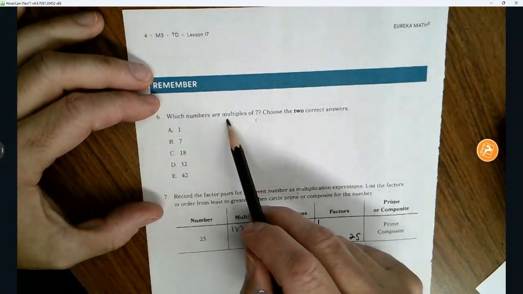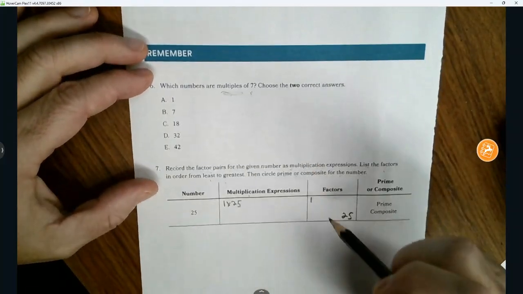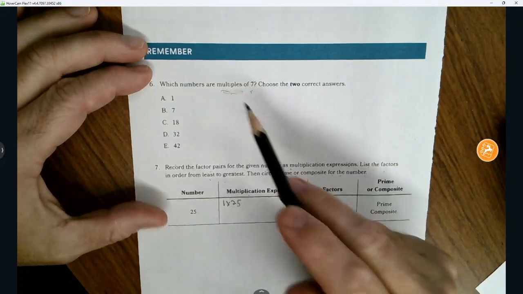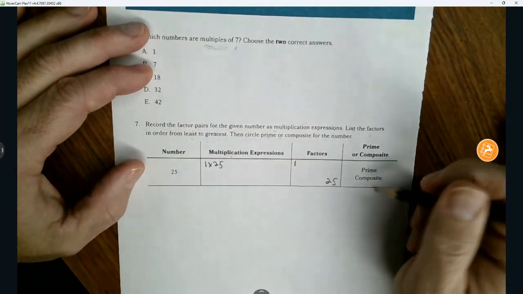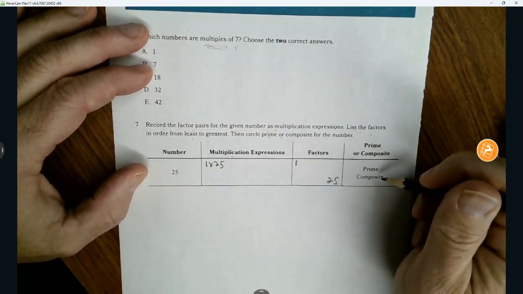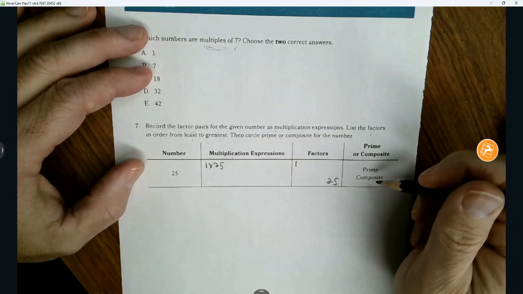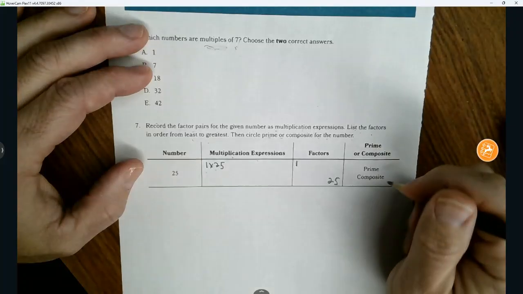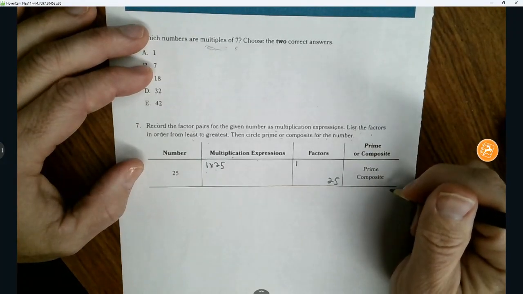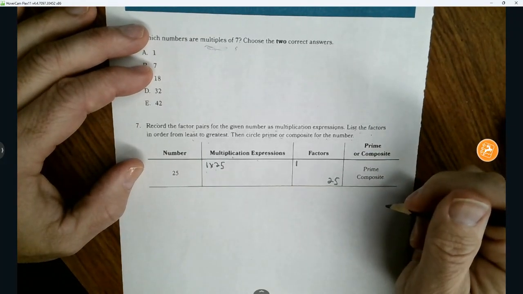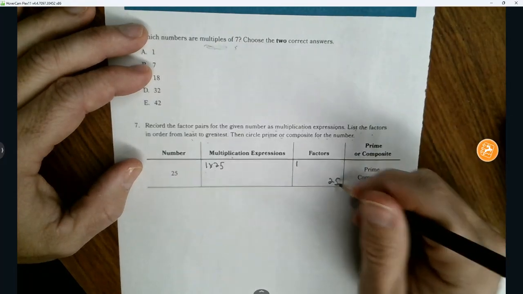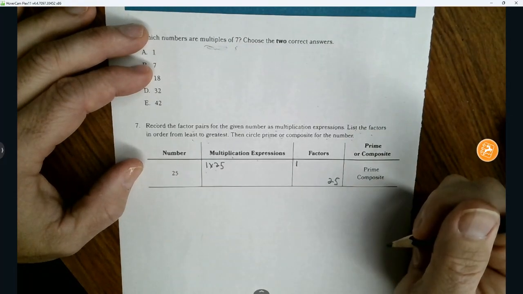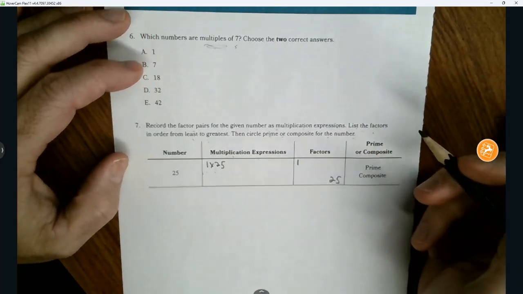Oh, look, this is multiples. This is factors. Oh, maybe that'll help you figure it out. All right. And then 25, is that a prime or composite number? Remember, prime means there's only one way to find it. So if the only expression you can put here is 1 times 25, it's prime. If it's composite, that means you can do more than one way to get 25. You can multiply more than just 1 times 25 to get 25. All right. Hope this helps.